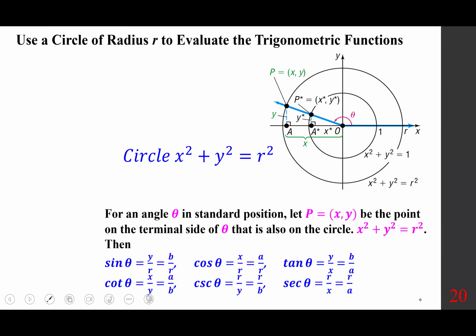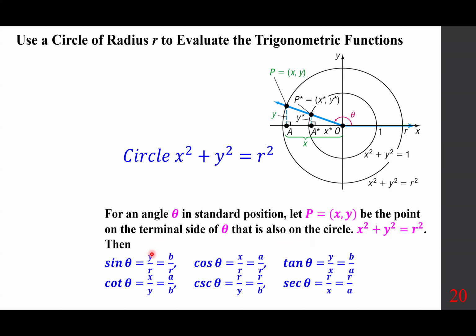Use a circle of radius r to evaluate the trigonometric functions. So we already know how to handle x squared plus y squared equals 1. What happens if it's x squared plus y squared equals r squared? So not necessarily a unit circle. P has coordinates x comma y. For an angle theta in standard position, let P be x comma y, a point on the terminal side of theta that is also on the circle x squared plus y squared equals r squared.